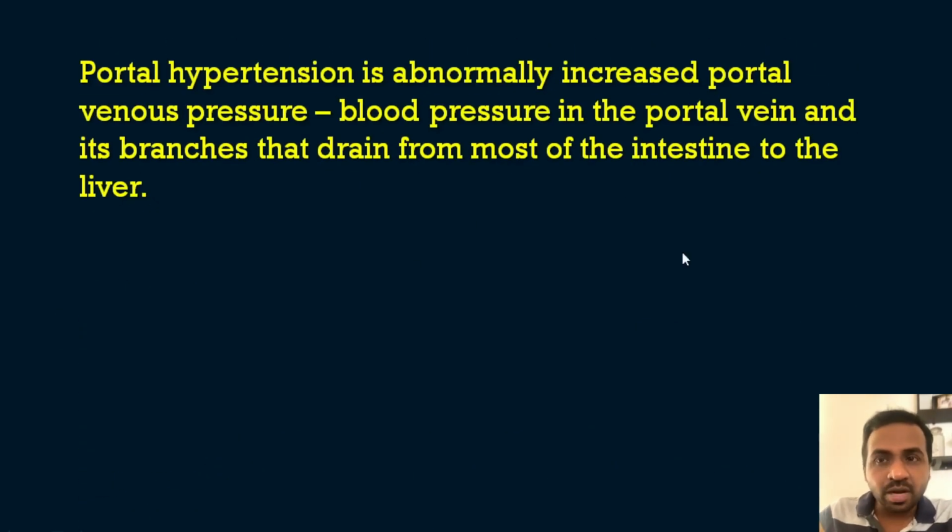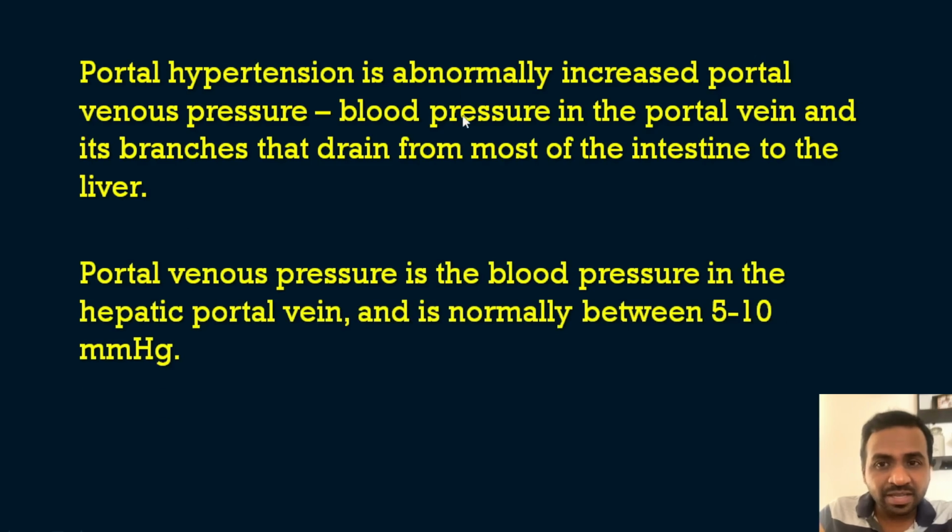So first of all, what is portal hypertension? Portal hypertension is the abnormally increased portal venous pressure, that is the blood pressure in the portal vein and its branches that drain from most of the intestine to the liver. So that is portal hypertension. Then you should understand what portal venous pressure is. Portal venous pressure is the blood pressure in the hepatic portal vein, and the normal is between 5 to 10 millimeter mercury. Okay, so that is another important point.